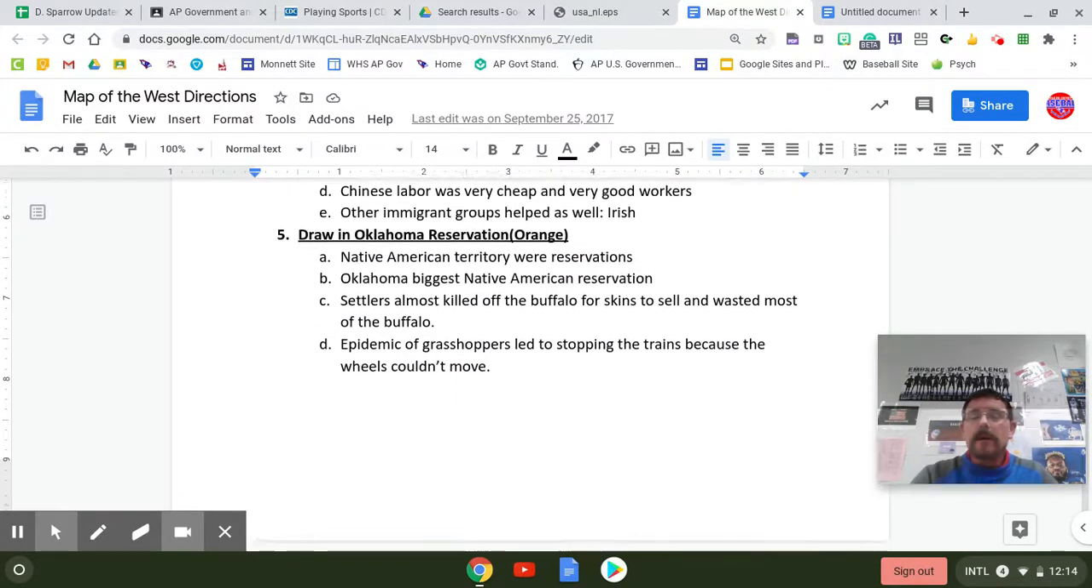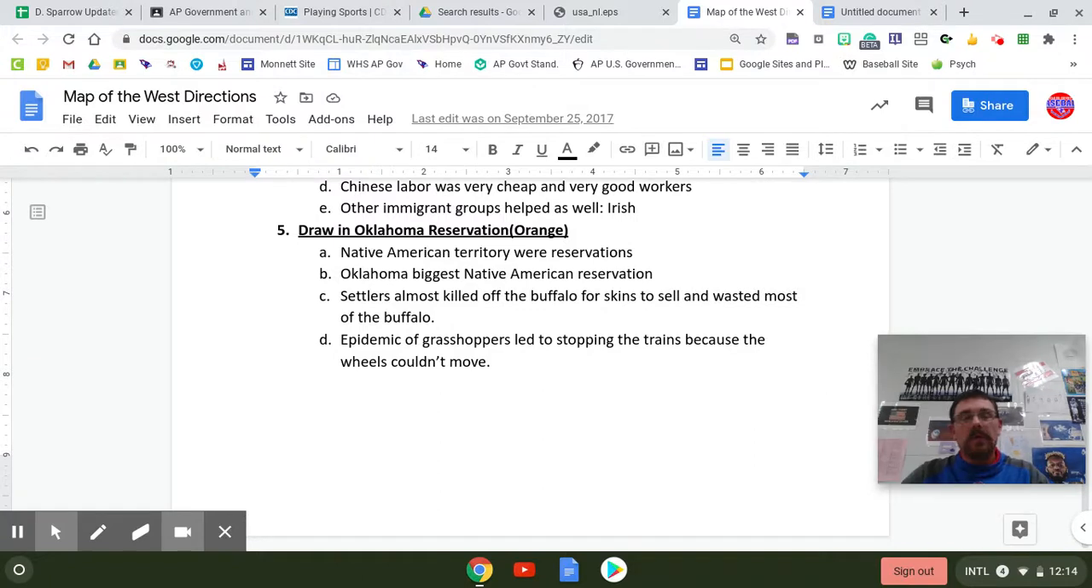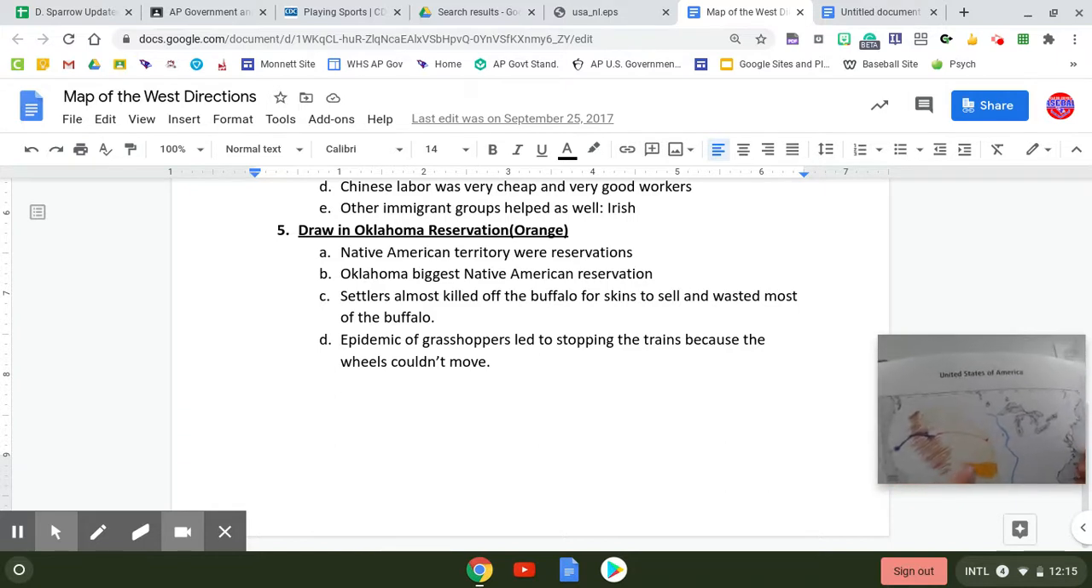Another group that we talked about yesterday is Native Americans, and eventually the state of Oklahoma is pretty much turned into land of reservation. So I'm going to take Oklahoma, and I am going to color it orange. And it's going to be kind of hard to tell probably on the camera, but Oklahoma looks like a finger, looks like a hand that's pointing a finger towards the western part of the United States, which is right here. So a lot of this land was set aside as reservations.